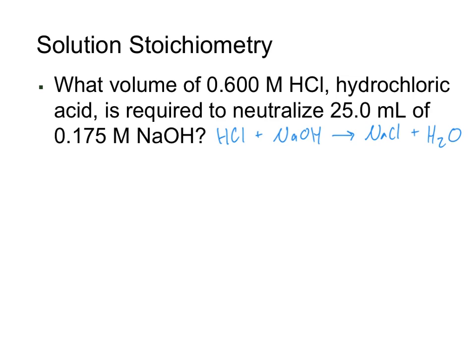So in this example, we want to know what volume of 0.600 molar HCl we will need in order to neutralize 25.0 milliliters of 0.175 molar NaOH. And so we can start with the information that we know, which is our 25.0 milliliters of NaOH. We know that we're going to need that in liters because we'll be using molarity. And so we convert to liters. And then we're going to want to convert over to moles of NaOH using our molarity.